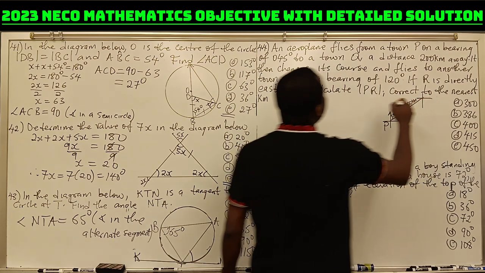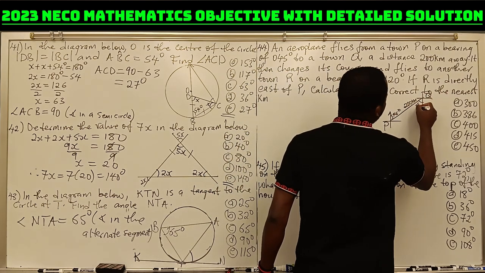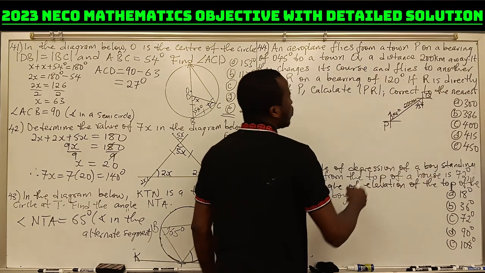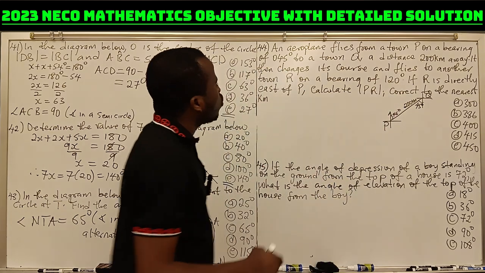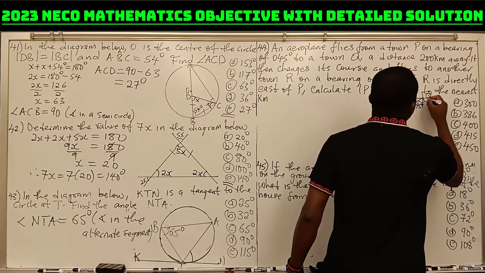To a turn Q, this is Q. If here is 45 degrees, here is 45 degrees also. We call it alternate angles. It changes its course to a turn R on a bearing of 120 degrees.